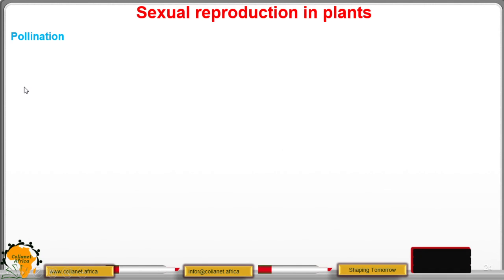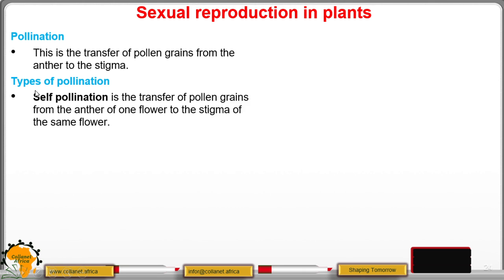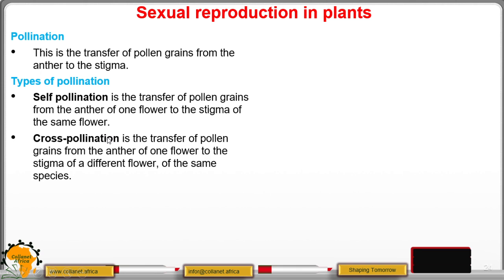So let us discuss pollination in this lesson as well. Pollination is defined as the transfer of pollen grains from the anther to the stigma. And there are two types of pollination. First, we have self-pollination, which is the transfer of pollen grains from the anther of one flower to the stigma of the same flower. That is why it is called self-pollination. So it is pollination within the flower.